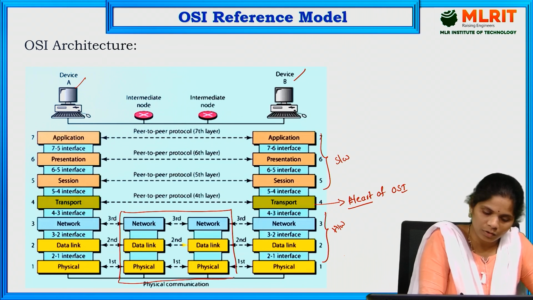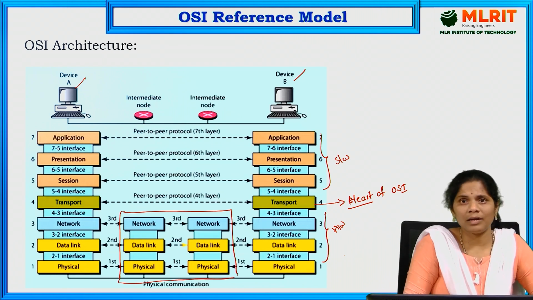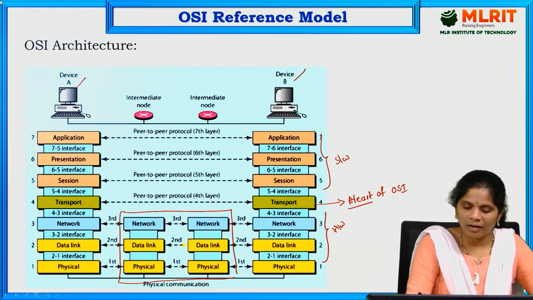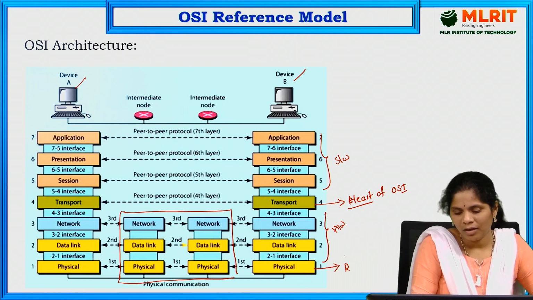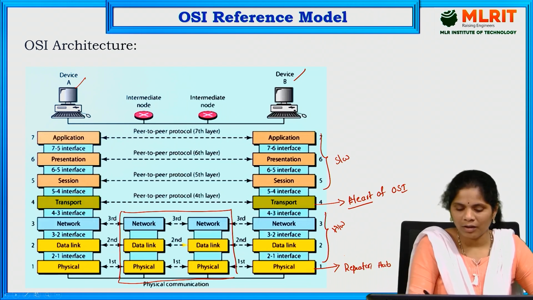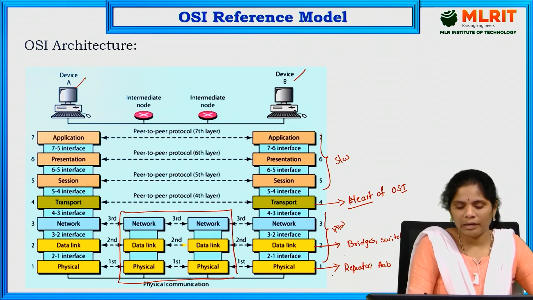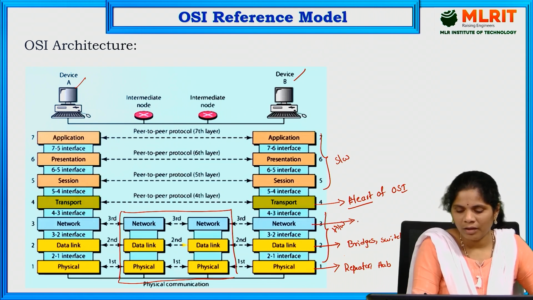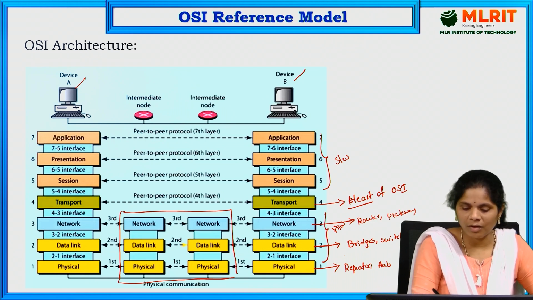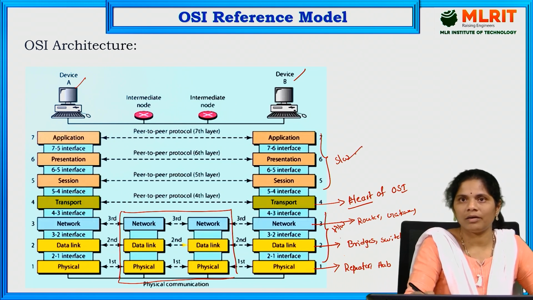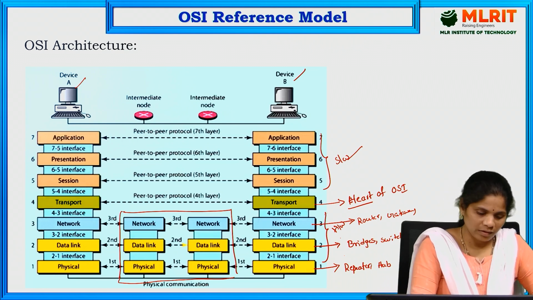These intermediate nodes, whatever nodes are there, come between these three layers only. If you consider the physical layer, it has the repeater and the hub. These two devices come under the physical layer. Coming to the data link layer, bridges and switches come under the data link layer. And coming to the network layer, it has the router and gateway. These physical devices come in between the network, data link and physical layers. These three we call hardware layers and these three we call software layers. So these are the physical communication.